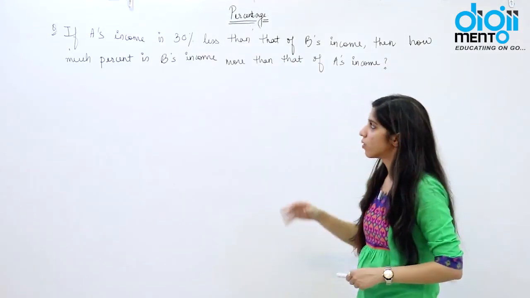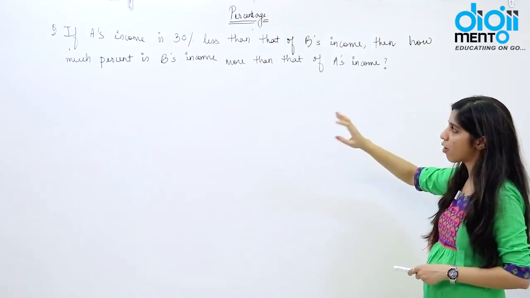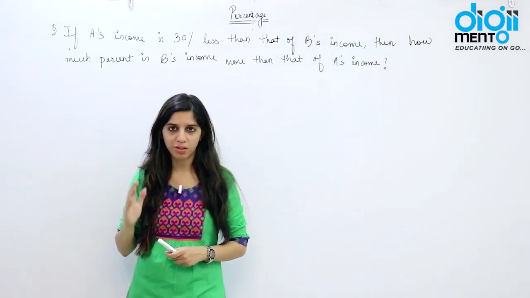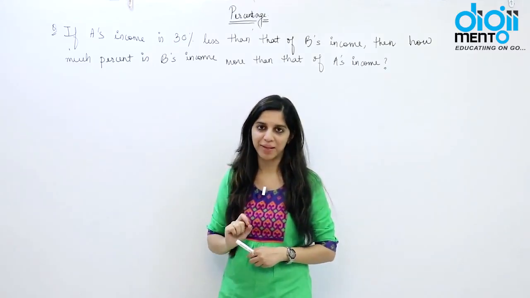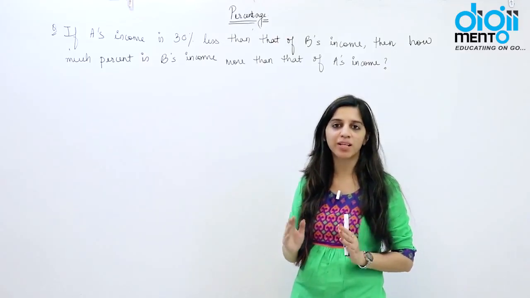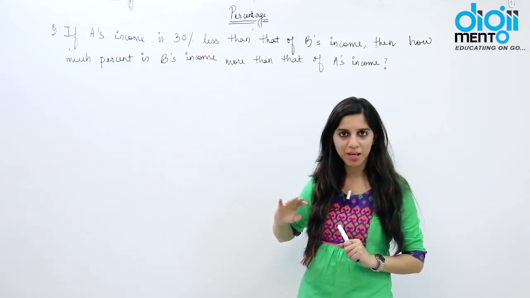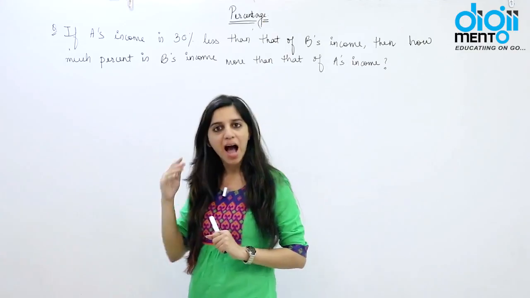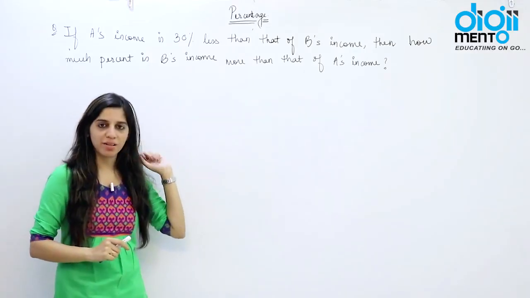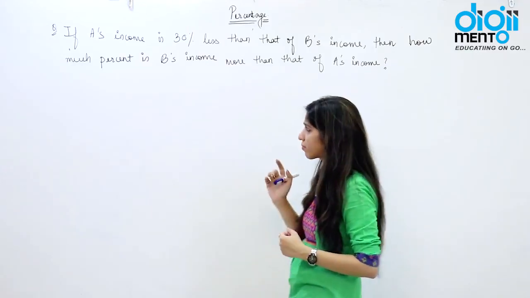So look at the first question. What they are saying is, if A's income is 30% less than that of B's income, then how much percent is B's income more than that of A's? See, the first thing that you need to learn is, the answer is not going to be 30. Fine. Why? Because we are talking in terms of percentages, we are not talking in absolute terms. If I had said that A's income is rupees 30 less than B, then how much more is B than A? The answer would have been 30 rupees, which is absolutely right. Right, now we are talking in terms of percentages. So the first point is, the answer is not going to be 30.